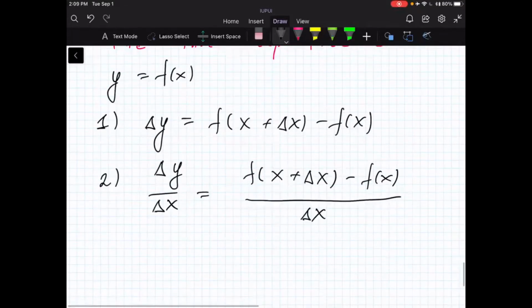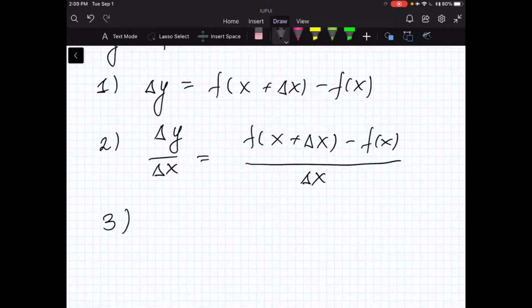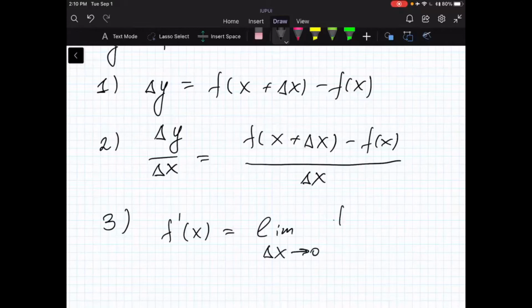And the most important part is the third step. Calculate the derivative of our function, and in order to do that, you need to consider the following limit. When delta x goes to 0, delta y over delta x, which is f of x plus delta x minus f of x divided by delta x.